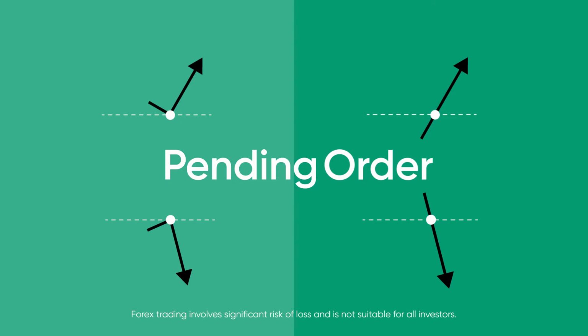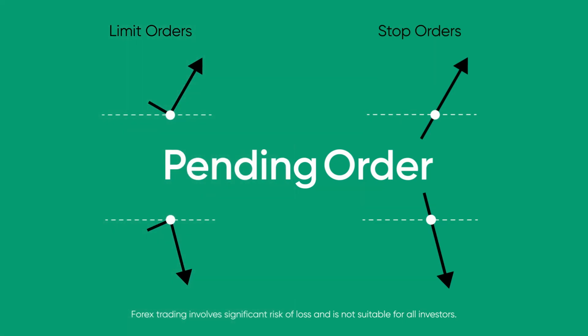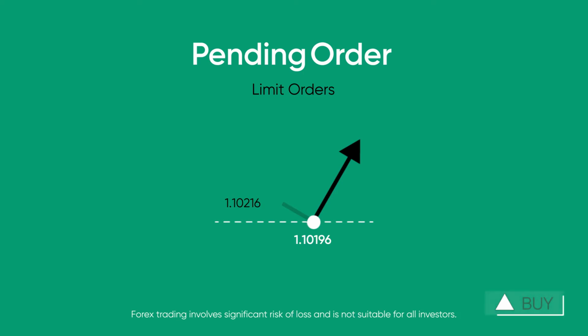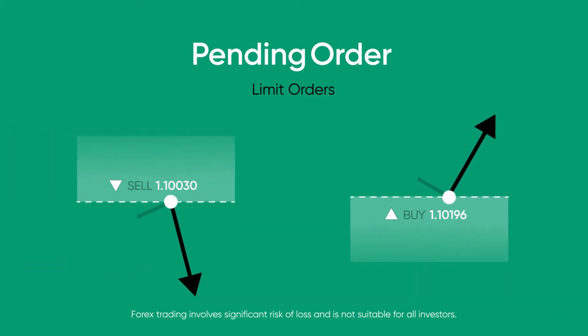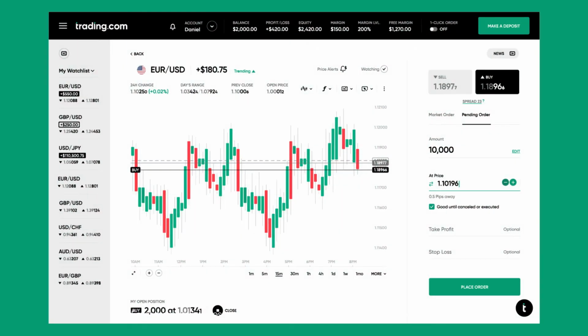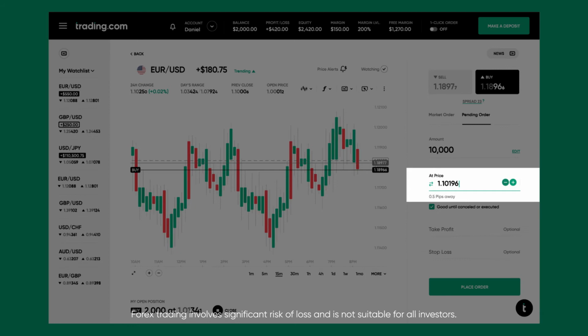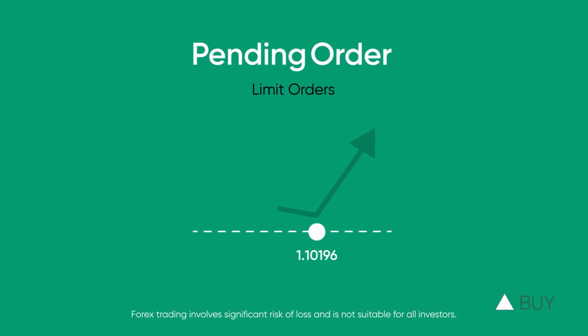Some of the most common types of pending order include limit orders and stop orders. A sell limit order sells a currency pair at a set price or higher, whereas a buy limit order buys it at a set price or lower. In both cases, your order will be executed at the requested price or better. You'd use a limit order if you thought a currency pair was likely to reverse after hitting the price you set. If the price you set is never reached, your trade will not be executed.